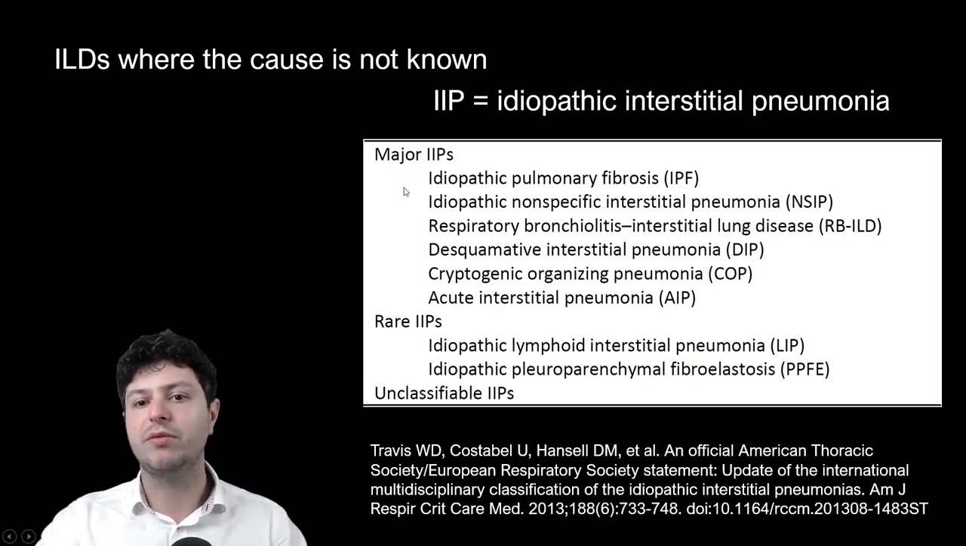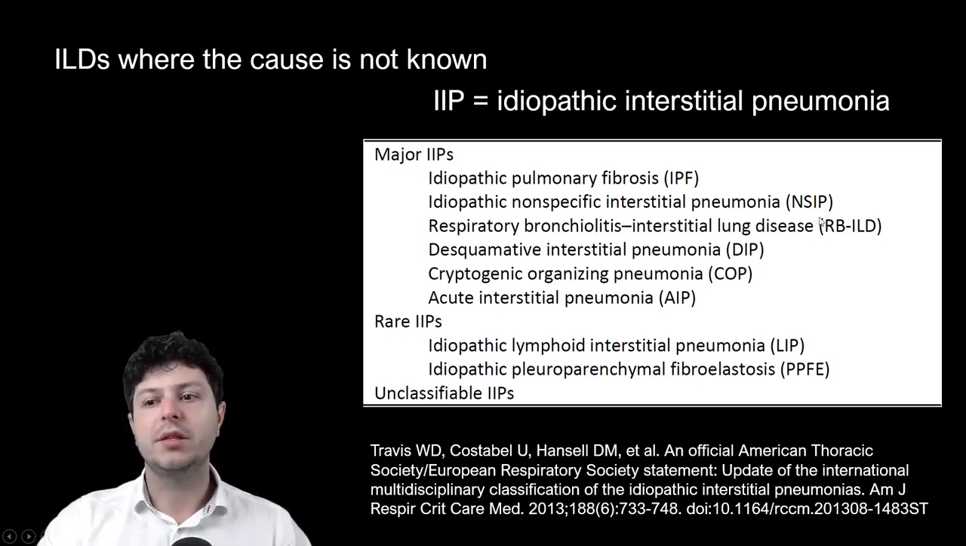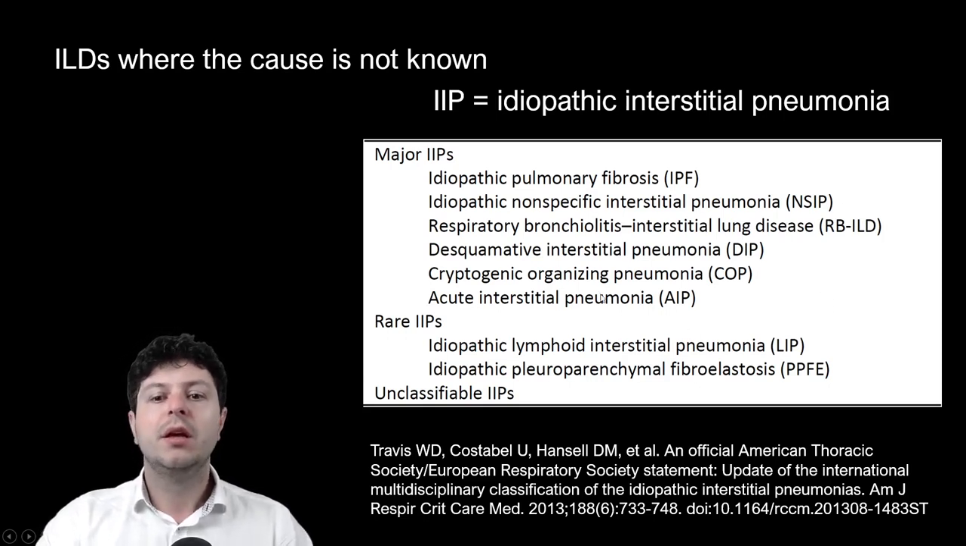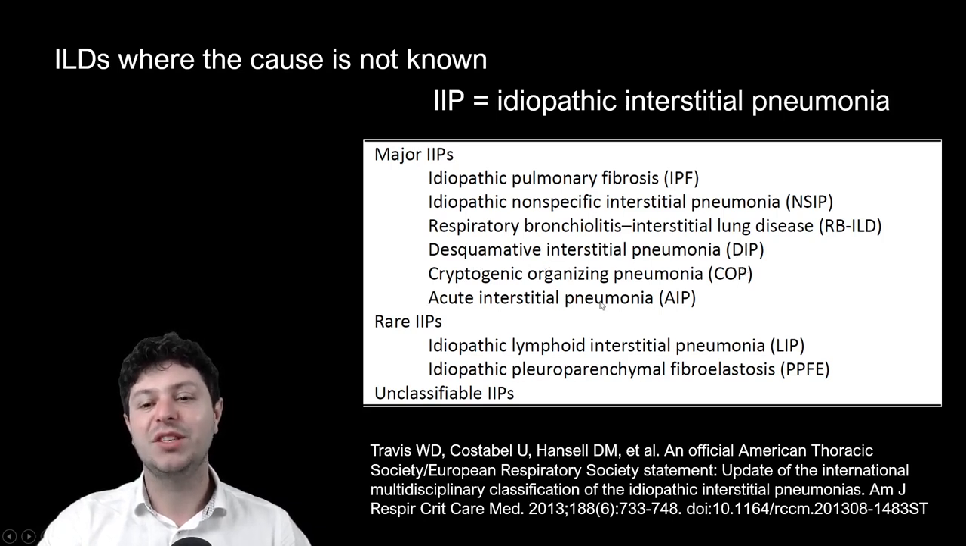The main one you may have recognized from this classification in the major idiopathic interstitial pneumonias is idiopathic pulmonary fibrosis, or IPF. This is by far the most common one. But there are these other things you may have heard about as well. So NSIP, idiopathic non-specific interstitial pneumonia. Again, this is one of the idiopathic interstitial pneumonias, the IIPs. Respiratory bronchiolitis interstitial lung disease, RBILD. Desquamative interstitial pneumonia, DIP, and cryptogenic organizing pneumonia, COP.